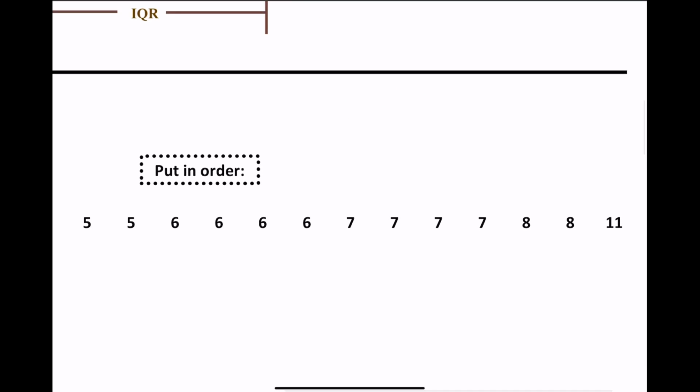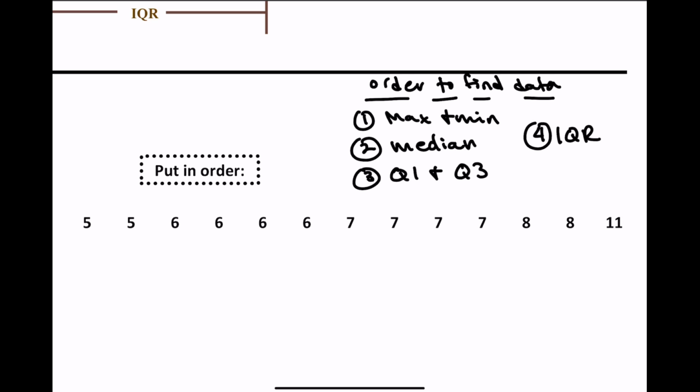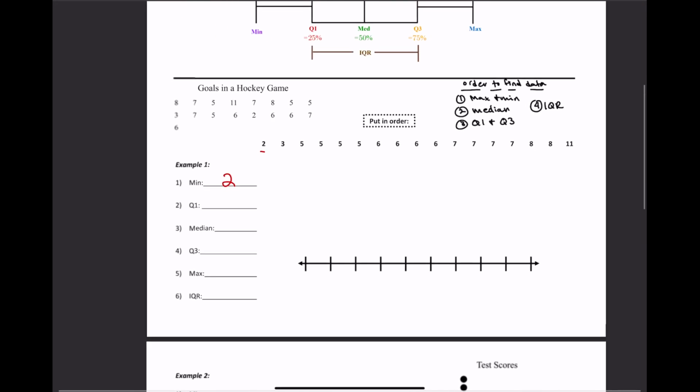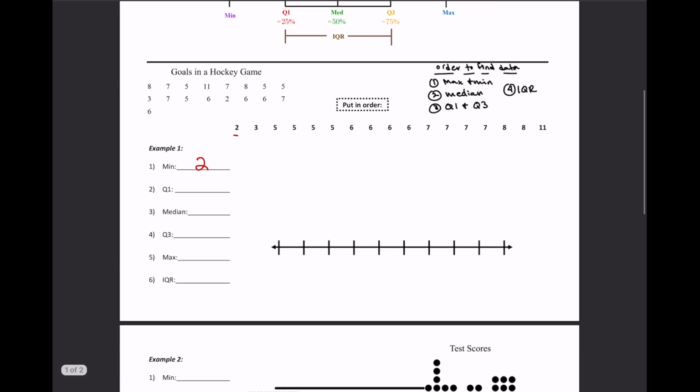So let's write this. First we're going to find our max and min. Second, we would find our median. Third, we would find Q1 and Q3. And then fourth, we would find our IQR. This is the order we should look for our data in. So we already found the minimum. Now let's find the max, and the maximum is the last number here, which is an 11.